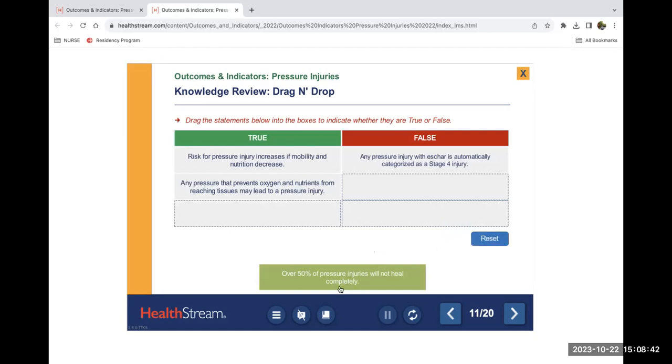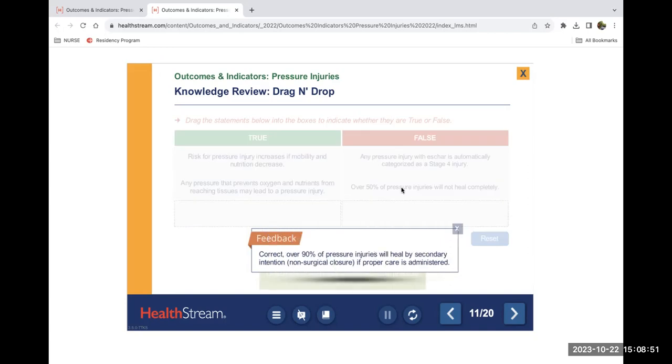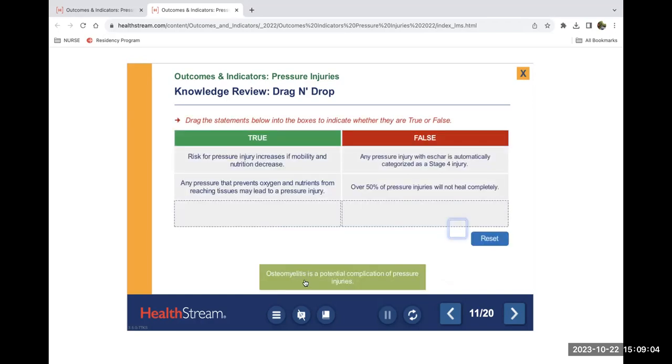Over 50% of pressure injuries will not heal completely. I'm not sure. Correct, that is false. Over 90% of pressure injuries will heal by secondary intention or non-surgical closure if proper care is administered.